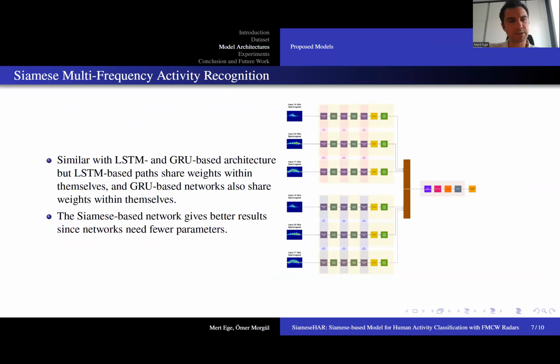The second proposed architecture is the Siamese-based architecture, which is similar to the LSTM and GRU-based architecture. But LSTM-based networks share weights within themselves, and GRU-based networks also share weights within themselves. Therefore, the number of parameters is decreased, and also mean test accuracy is increased because possible overfitting is prevented. You can see the tied weights in this figure.